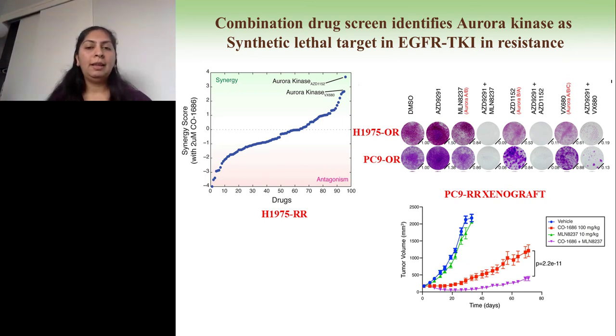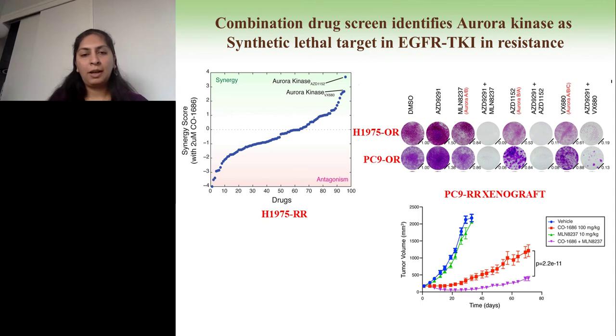But you can see in the panel of combination, when we combine the EGFR as well as the Aurora kinase inhibitor, you see the maximum synergy in them. And when you make a xenograft of this model and treat the tumor, you can see that the combination reduces the tumor growth in a profound manner as compared to both monotherapies, meaning that the combination works effectively. But the question still remains, why do we see the synergy with the Aurora kinase inhibitor?